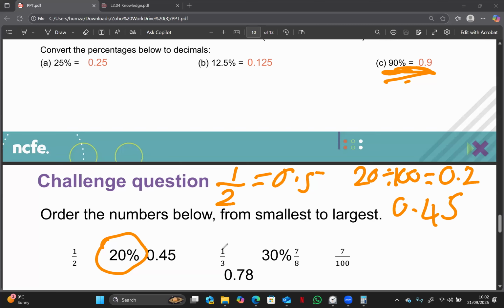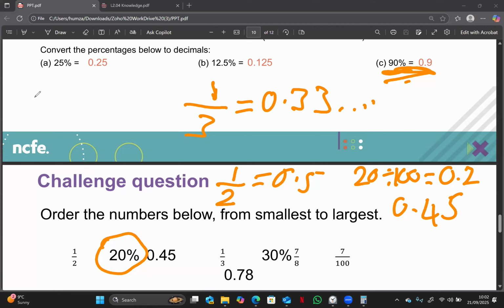Now what's 1/3? How do you convert that into a decimal? Remember, same thing: whenever it's a fraction, top divided by bottom to convert into a decimal. 1 divided by 3 is 0.333, and so on. Okay, and the next one is given to you, 0.78.